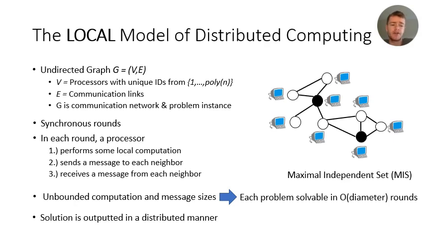In general, the solution has to be outputted in a distributed manner. That means each vertex needs to know whether it's part of the maximal independent set or not, but it doesn't need to know the global solution.